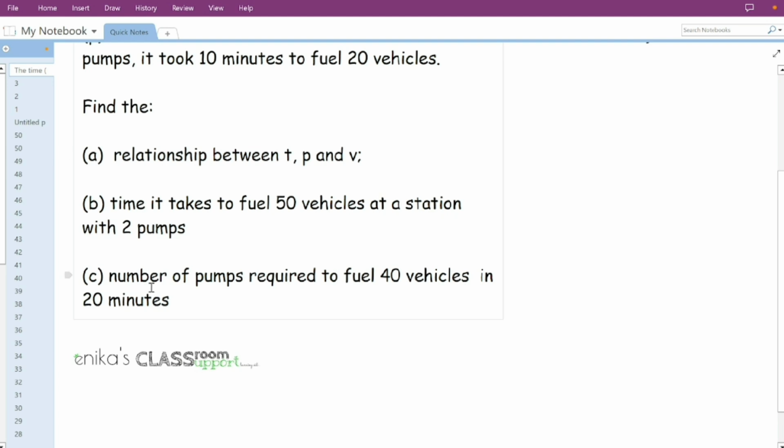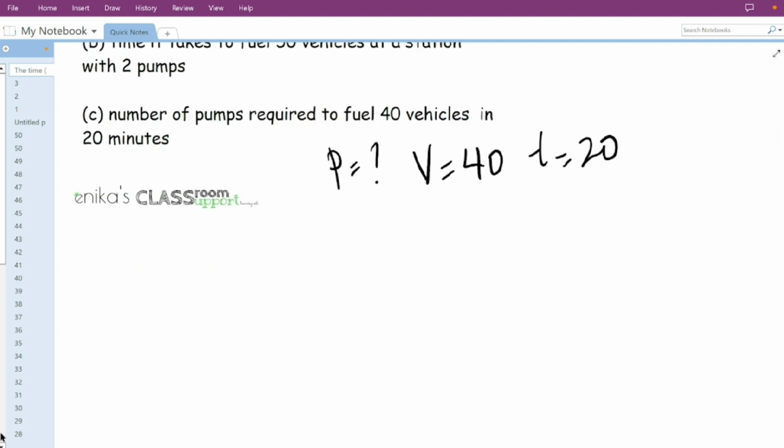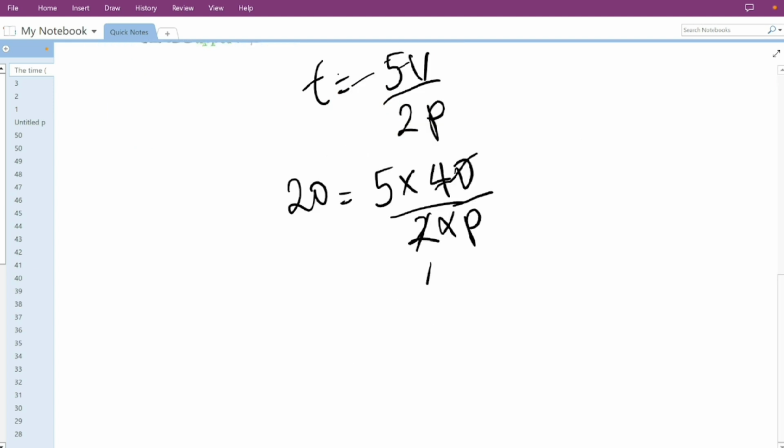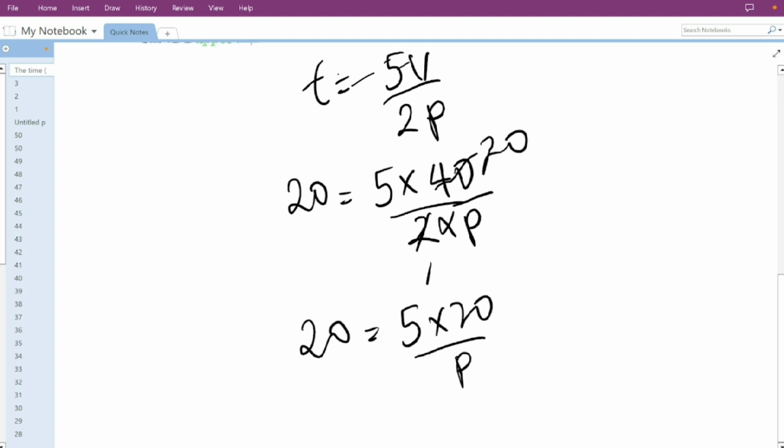C says find the number of pumps required to fill 40 vehicles in 20 minutes. The question says find the number of pumps P. So we know our P is unknown. The number of vehicles V is 40 and the time is 20 minutes. We know the relationship between T, V and P is T equals 5V over 2P. Now we're asked to find P. We know our T is 20 equals 5 times V, which is 40, over 2 times P, or 2P. We can say 2 here 1, 2 here 20. So we have 20 equals 5 times 20 over P.